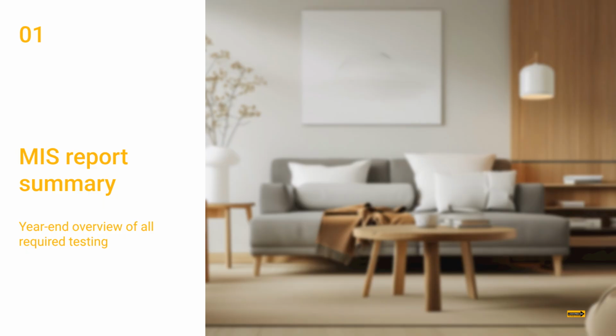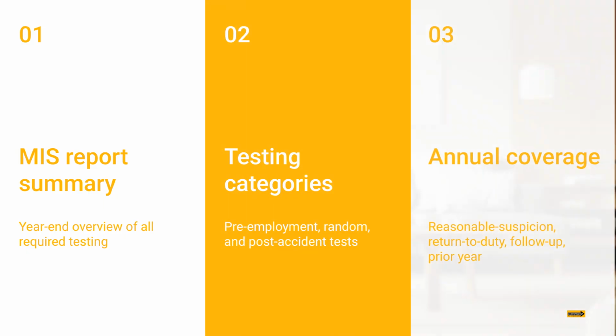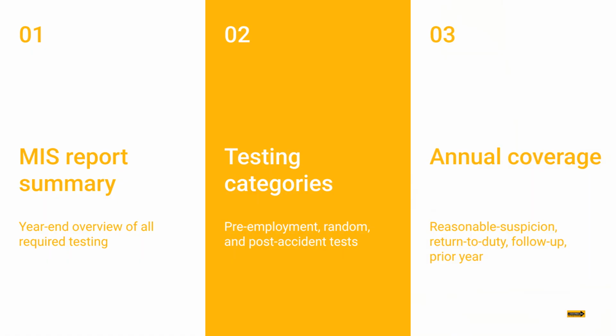Your Management Information System report is the year-end summary of the whole program, covering pre-employment, random, post-accident, reasonable suspicion, return to duty, and follow-up tests from the prior calendar year. Those totals need to match the testing records underneath them, because if the report says one thing and your files say another, an inspector will treat that gap like a reliability problem.